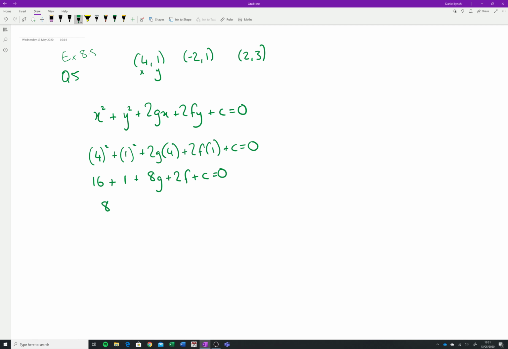Okay, so we can say from that first one that we get 8g plus 2f plus c is equal to, and we'll subtract 17 from both sides, minus 17. There's our very first equation.